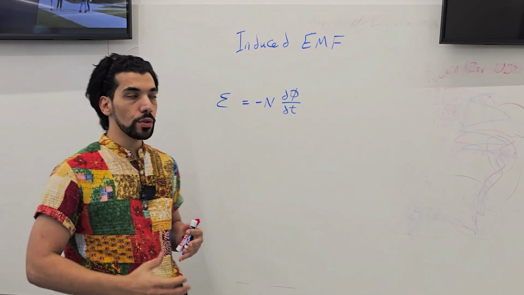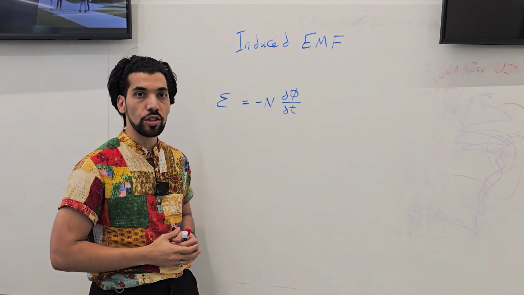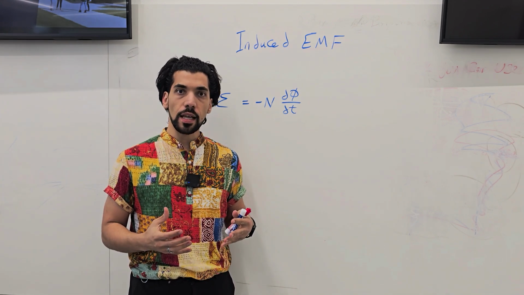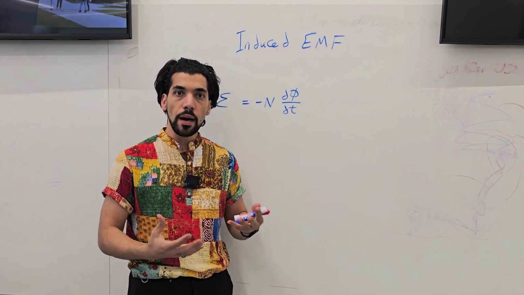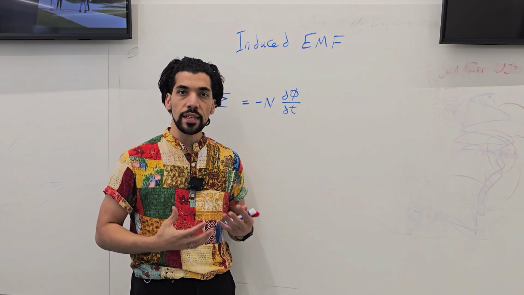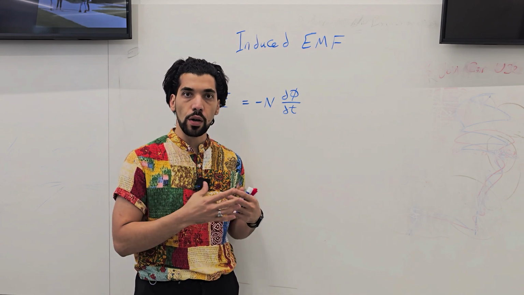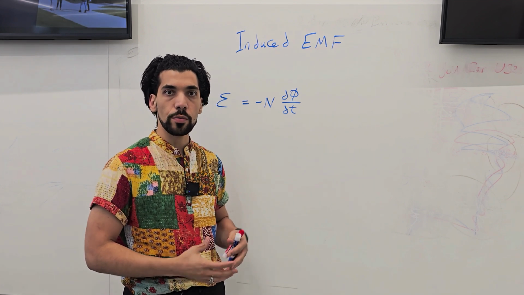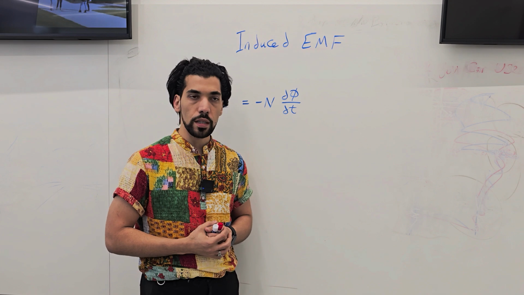Today we are going to introduce the lab for induced electromotive force, which basically from Faraday's law says that when there is some change of magnetic flux going through a coil, there's some induced electromotive force that is going to be produced on this coil.